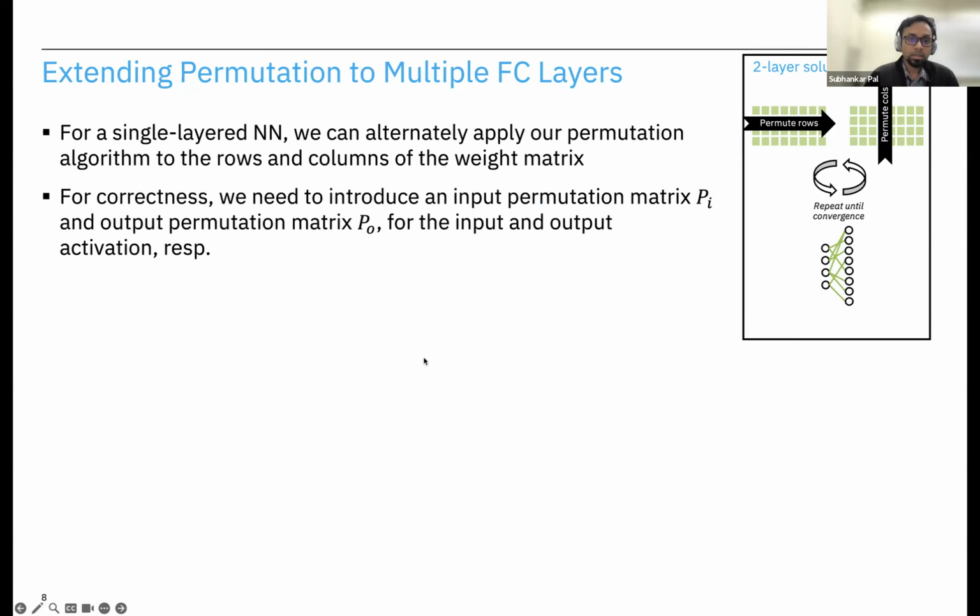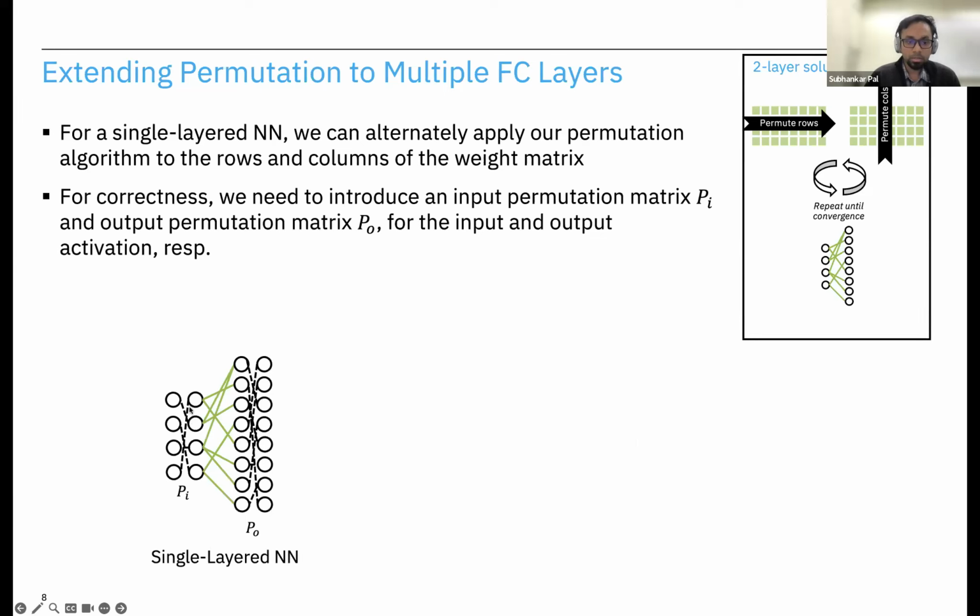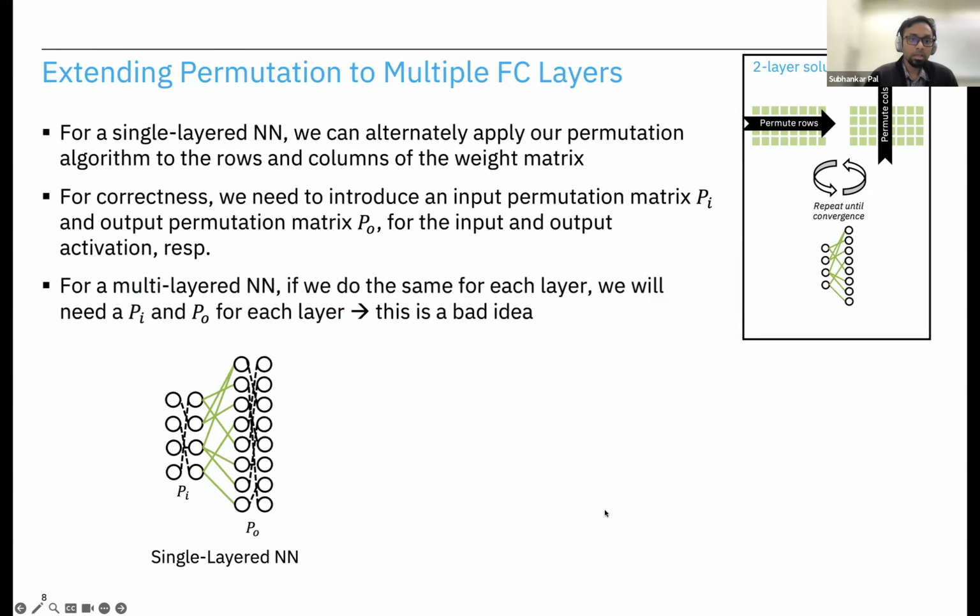Now, the nuance here is that for correctness, we also need to introduce an input permutation matrix PI and an output permutation matrix PO for the input and output activations. And that would look something like this, because the idea is that because you have reordered the weights, you also have to reorder the inputs that arrive into that layer. And that's just shown pictorially here.